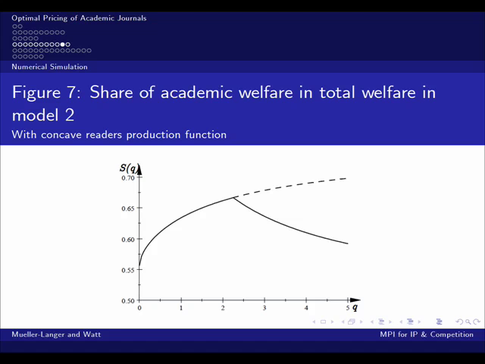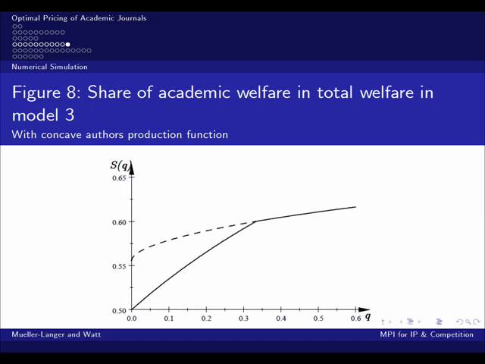So we have for model two, with the concave reader production function, the share of academic welfare in total welfare increases first if the quality increases, and then here this is the point where open access kicks in. So this is not feasible, because this would correspond to a situation where the journal would pay the readers. And from this point on, so we have a piecewise function, the share of academic welfare in total welfare decreases in journal quality.